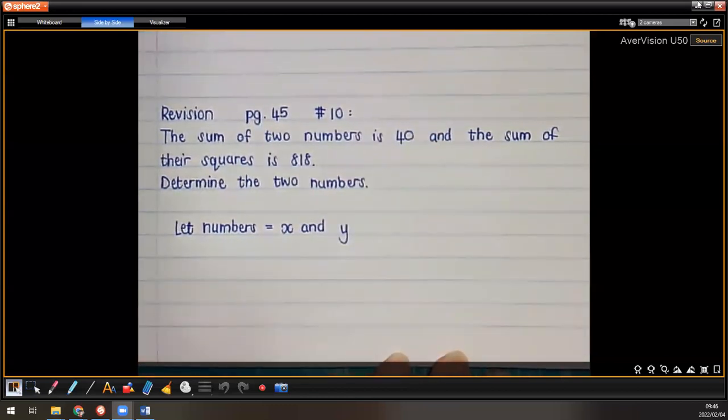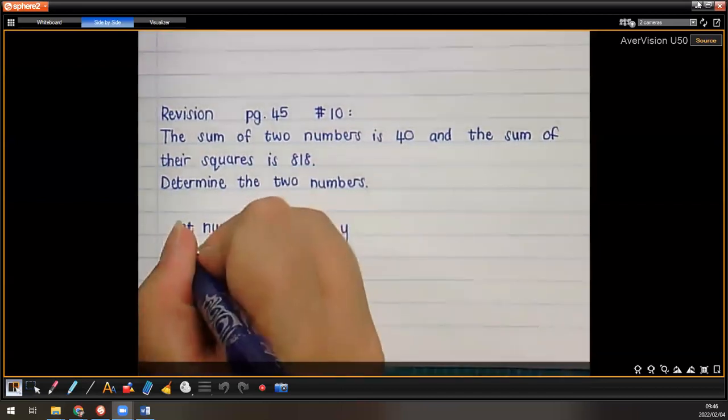Okay, now they're saying, and the sum of, so again, we must add, of their squares is 818. Now, how do you get the square of a number or of anything? You just square it, right? You multiply it by itself. So if the one number is x, what is the square of x going to be? X squared, right? And the square of y is going to be y squared.